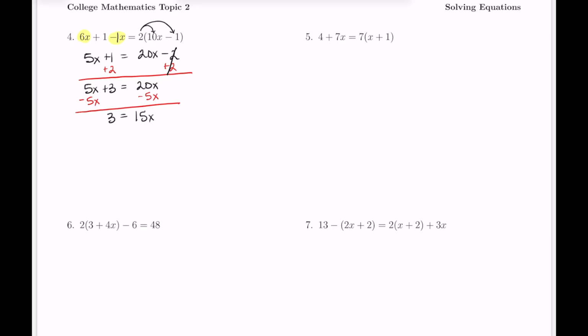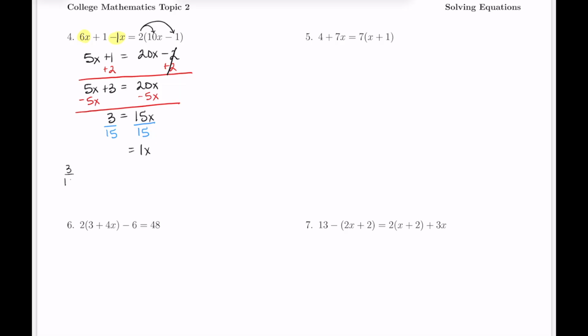I'm really close to being done. My goal is to have this be just 1x. So I'll get that by dividing by 15. So I divide the left side by 15 and the right side by 15. Now 15x divided by 15 is 1x. That's what we wanted. And 3 over 15, well, that's a fraction.